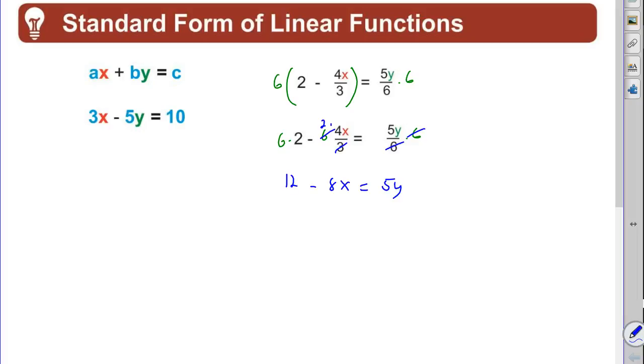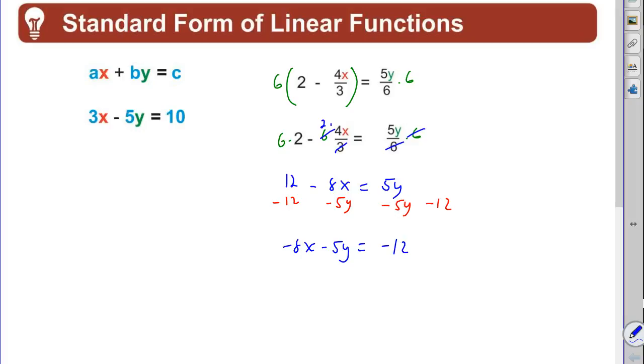Okay, well, I've got a couple other things I have to deal with. I've got to move the 5y from the right to the left and the 12 from the left to the right. I'll do that by adding their opposite to both sides. So I'm going to add negative 5y to both sides. I'm going to add a negative 12 to both sides. Right now I have negative 8x minus 5y equals negative 12.